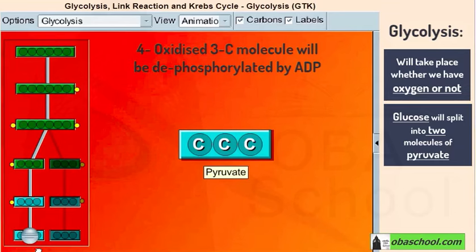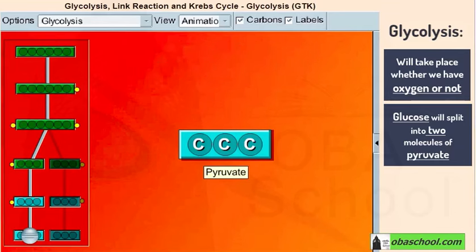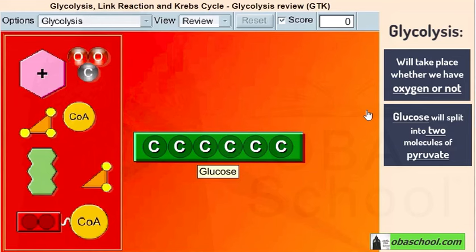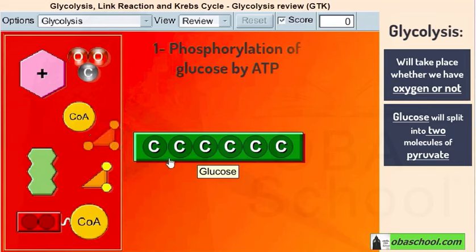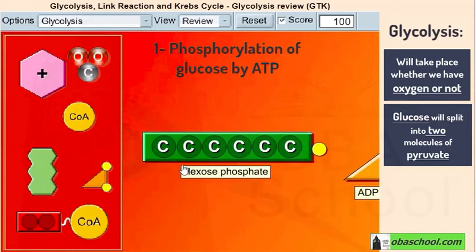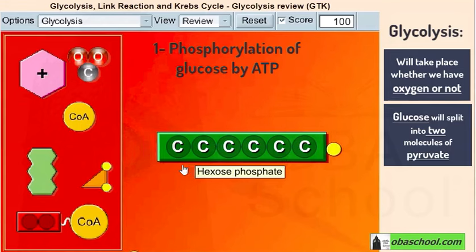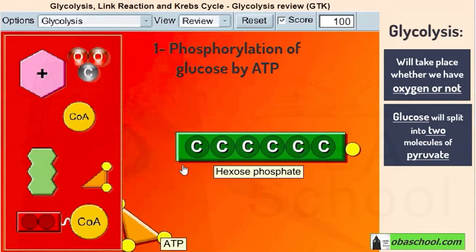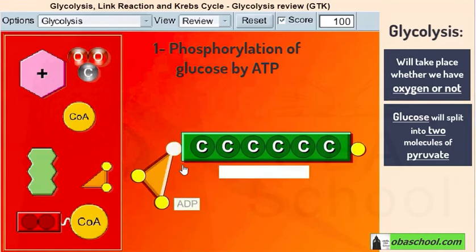So let us summarize the stages of glycolysis. We started off with a 6-carbon molecule called glucose that will be phosphorylated by ATP. This step takes place twice, so we need 2 ATP molecules. So that's the first ATP, and here's the second ATP.